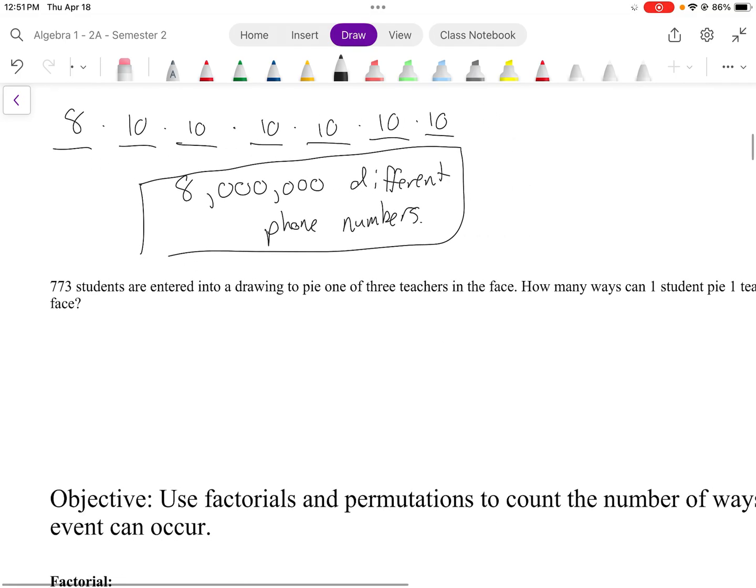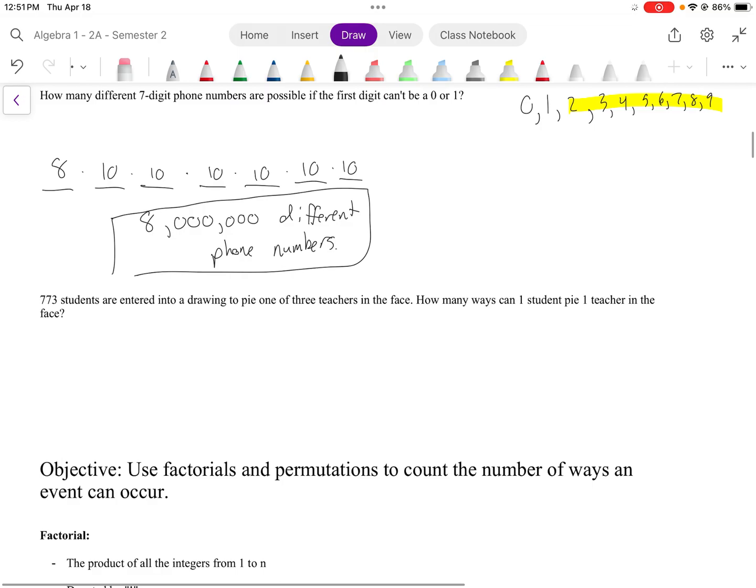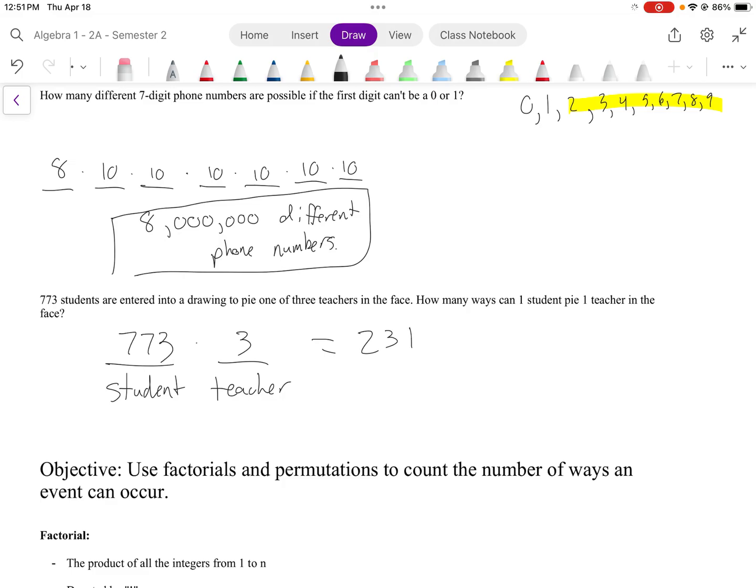For this next question, it says students are entered into a drawing to pie one of 3 teachers in the face. How many ways can one student pie one teacher in the face? Well, I'm either going to be a student in this option, or I'm going to be a teacher. I have 773 different opportunities if I was a student, but only 3 for a teacher. I multiply those 2 together to get 2,319 different ways.